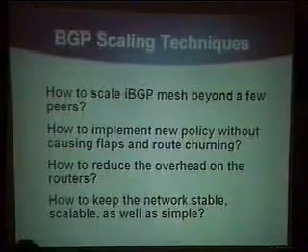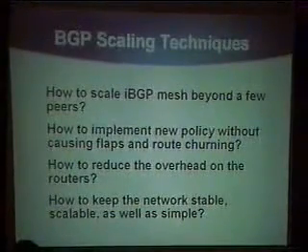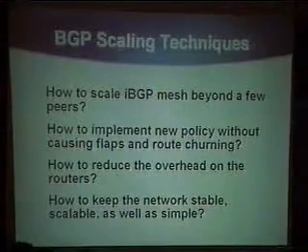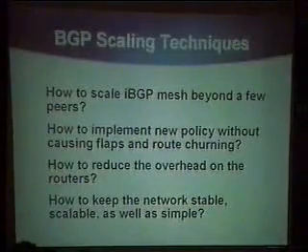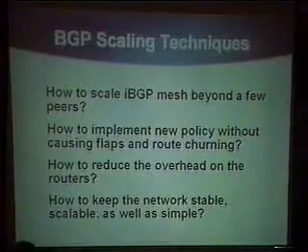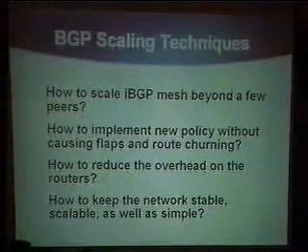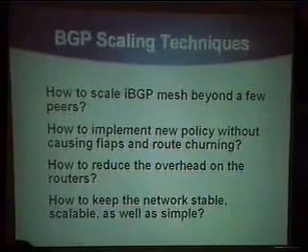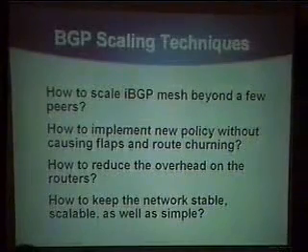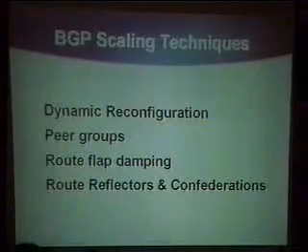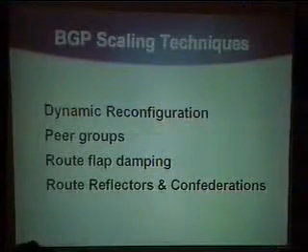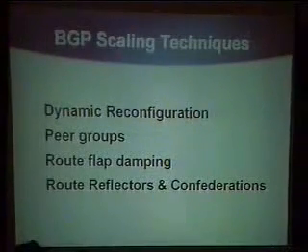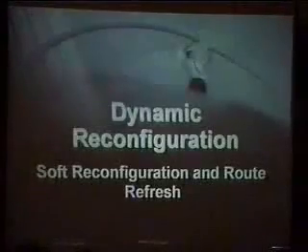Also, how does this affect policy and route sharing? Very important today. How do you keep overhead low on routers? Probably not so important today, not as important as it was 5, 6 years ago when the processors were slower. And also, how do you keep the network stable, scalable, and simple? These are the things we want to look at: dynamic reconfiguration, route groups, route flap damping, and route refresh.